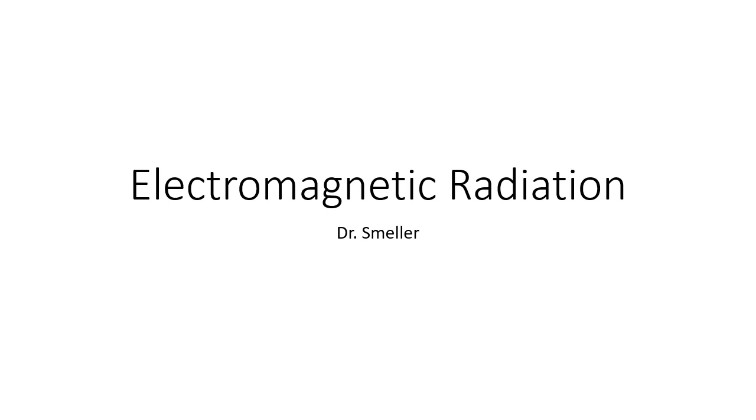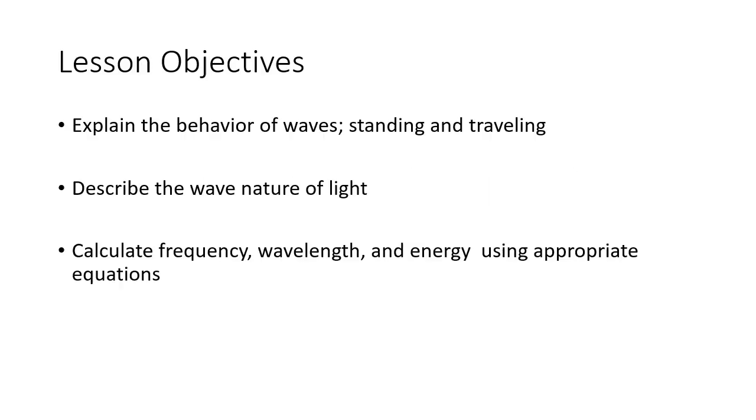All right, so we're going to switch gears a little bit. We've been talking about calorimetry, but we will be talking about electromagnetic radiation. So we're going to move into Chapter 6. Our lesson objectives: we'll explain the behavior of waves, both standing and traveling. We'll describe the wave nature of light, and we'll calculate frequency, wavelength, and energy using the appropriate equations.